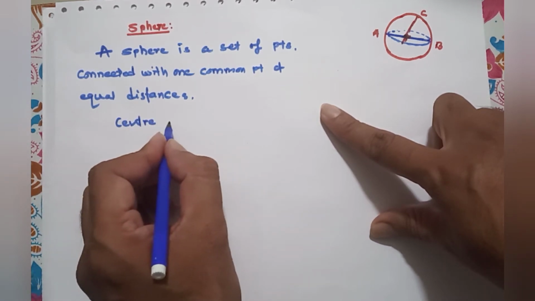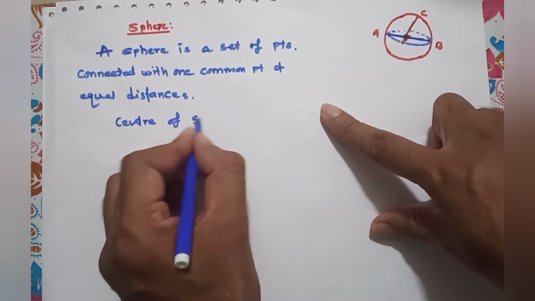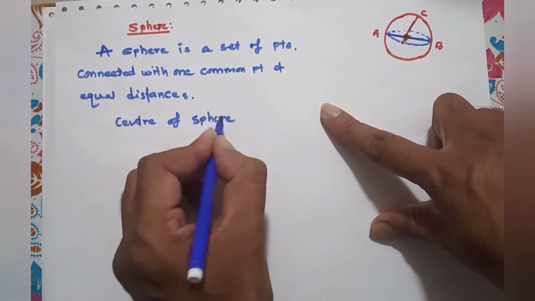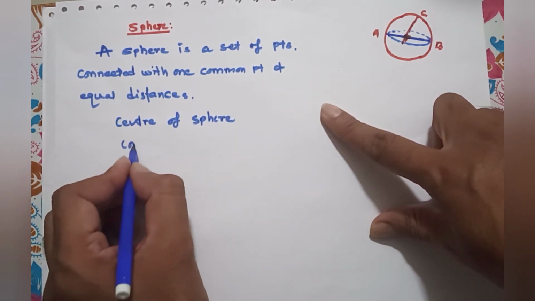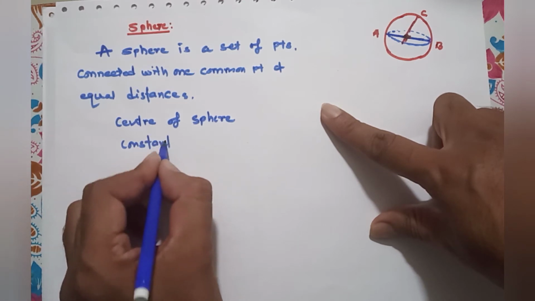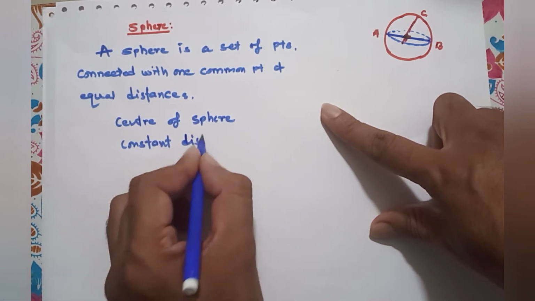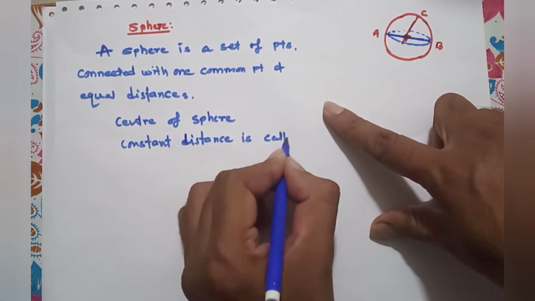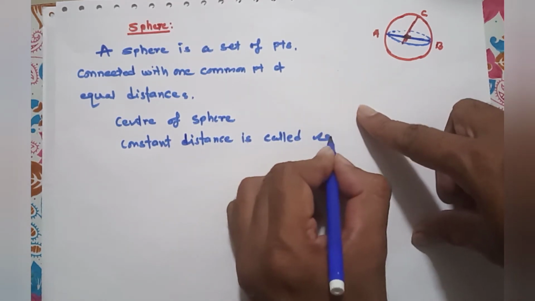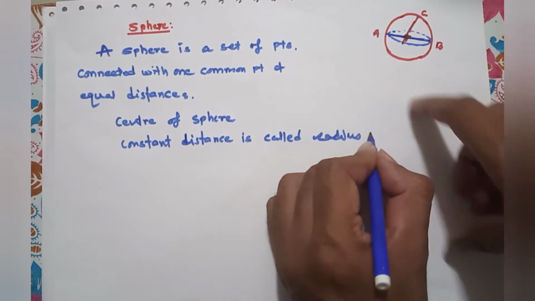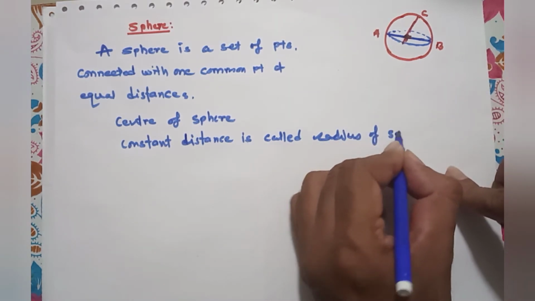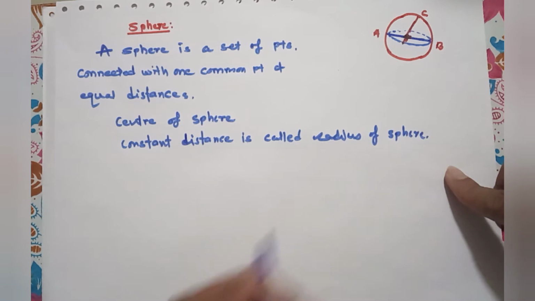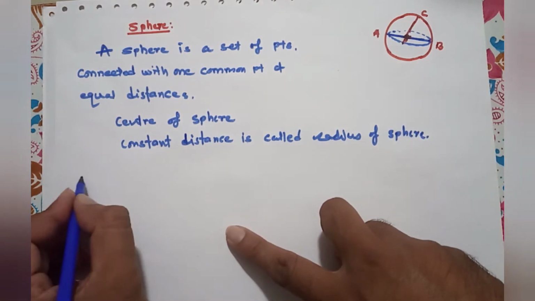The common point is called the center of the sphere, and the constant distance is called the radius of the sphere.